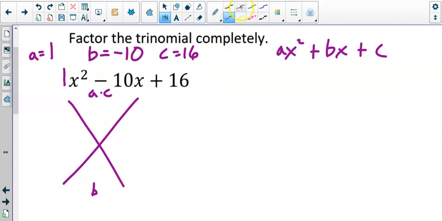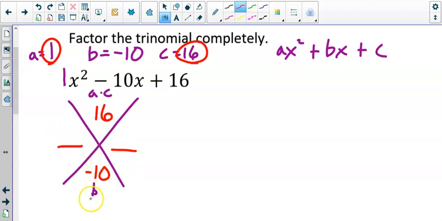So in the X games, up here is whatever A times C is. So we're going to take 1 times 16, and that gives us 16. Down here, you're going to put B. What is your B? Negative 10. So what you're doing is you're looking for two numbers. And these two numbers, whatever they are, they must add to the bottom and multiply to the top.